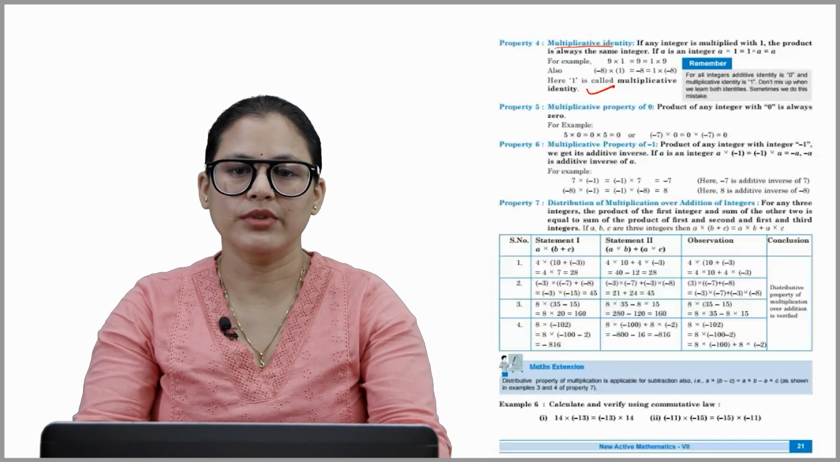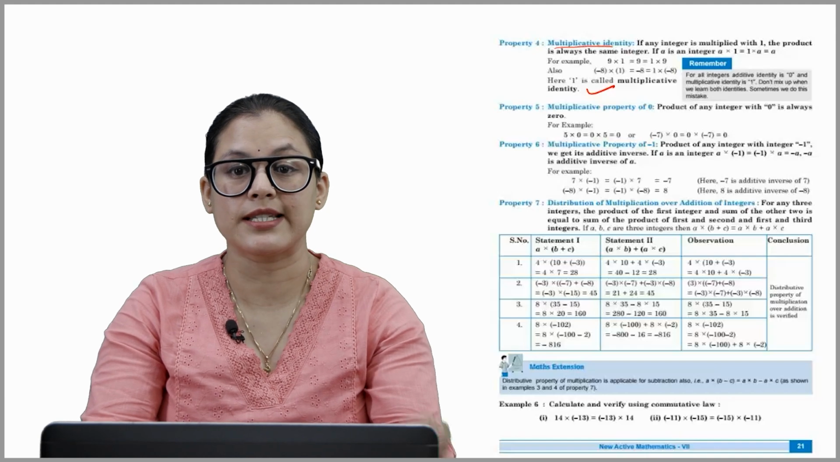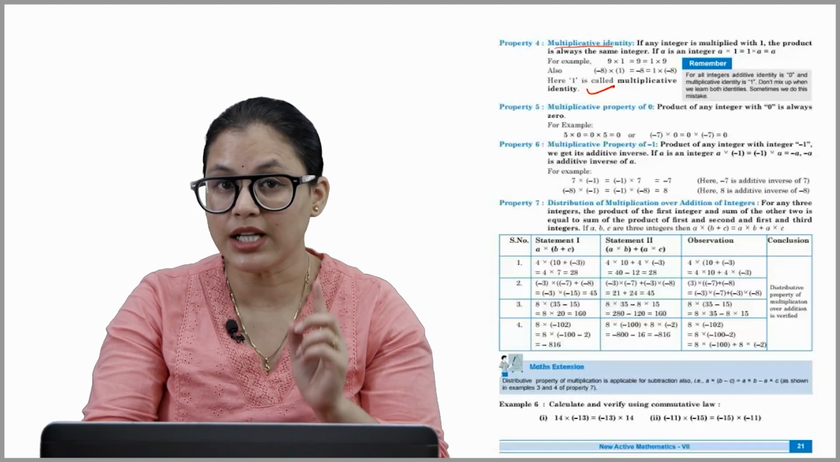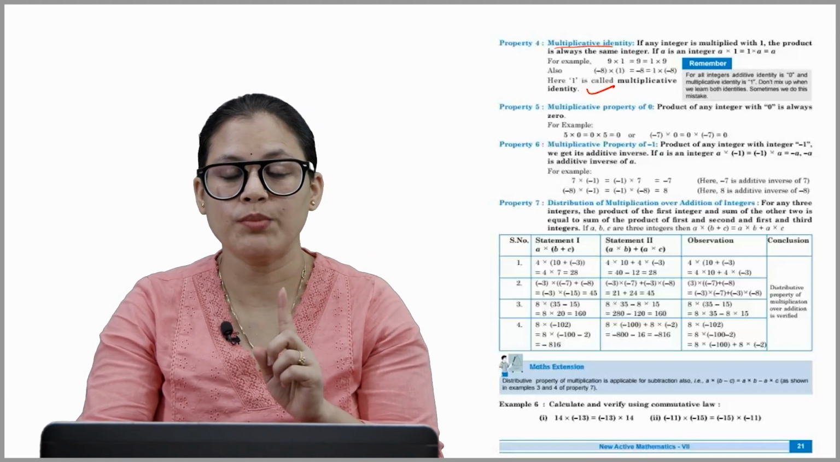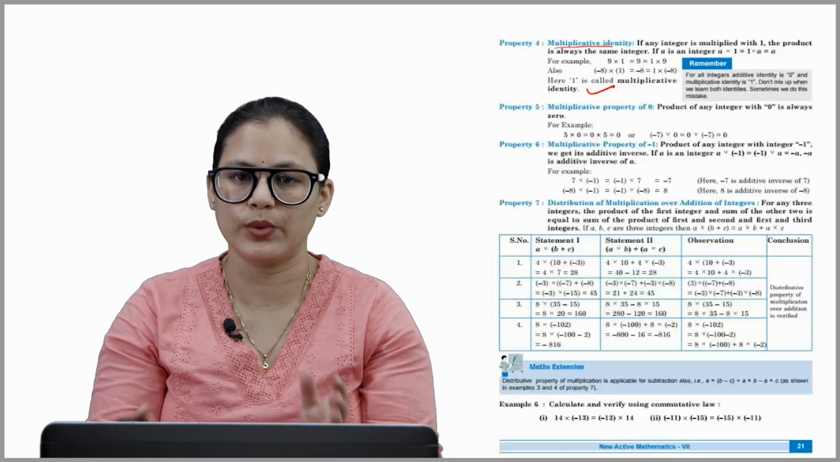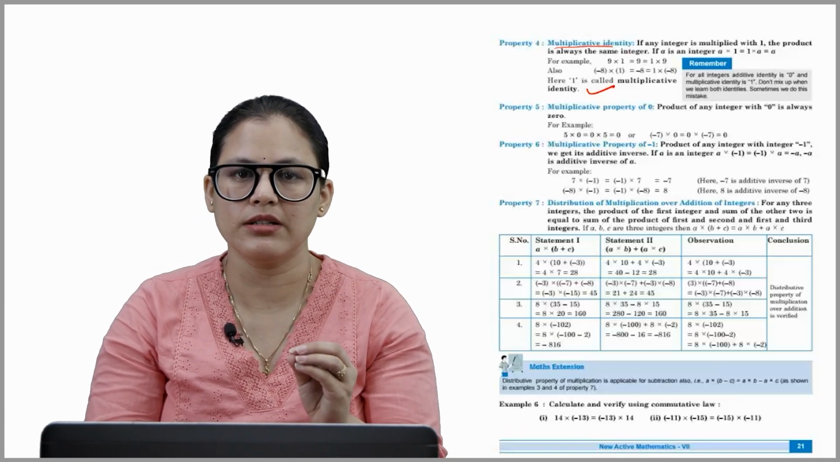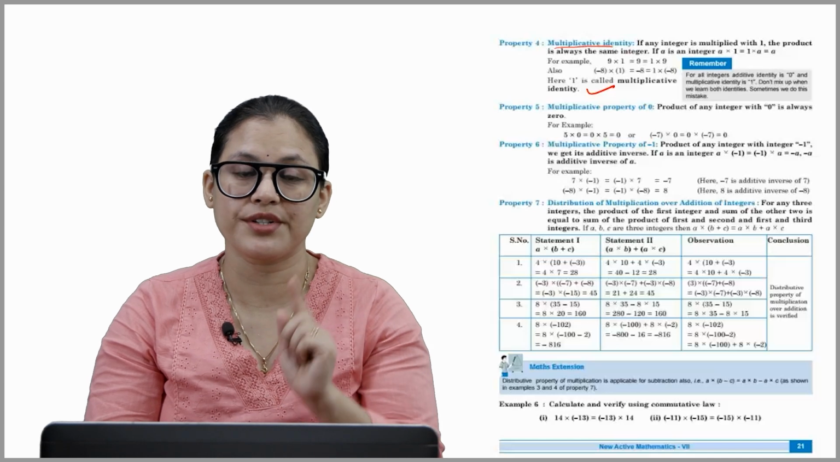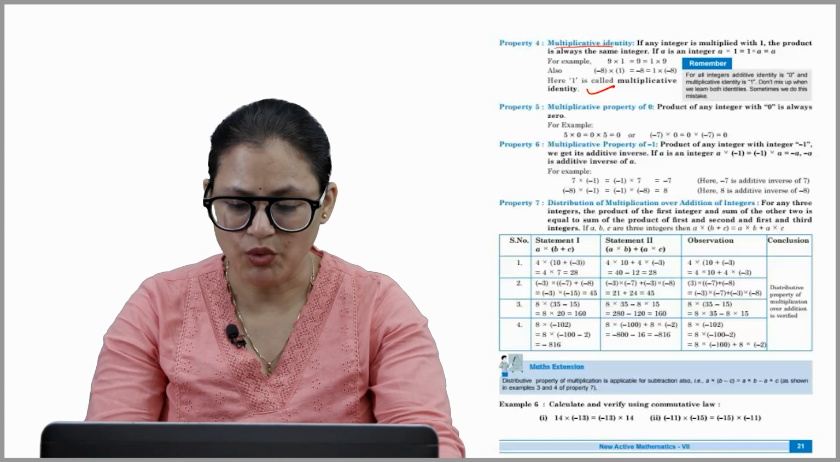Identity. Okay. Remember, for all integers, additive identity is 0 and multiplicative identity is 1. Don't mix them up when we learn both identities. Sometimes we make this mistake. So, always remember that. Okay. Additive identity is 0 but multiplicative identity is 1. Okay. Now, let's move on to the next property.